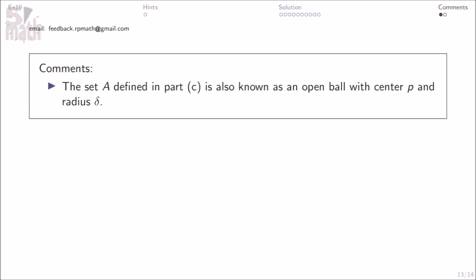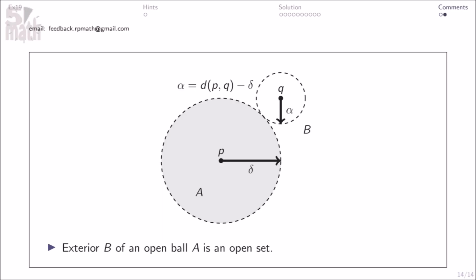Comments. The set A defined in Part C is also known as an open ball with center P and radius delta. Here is a picture. Exterior B of an open ball A is an open set.